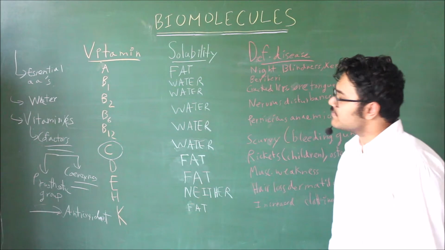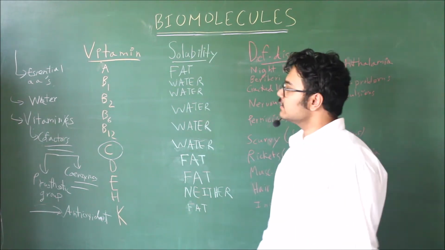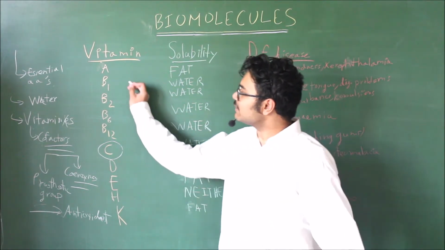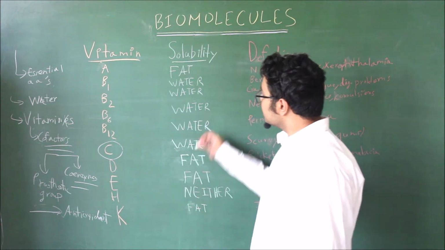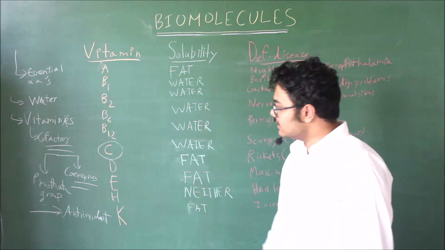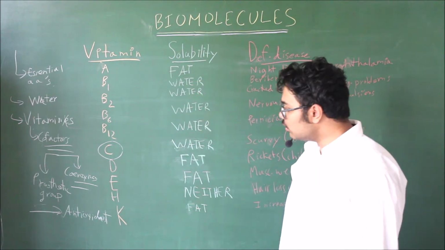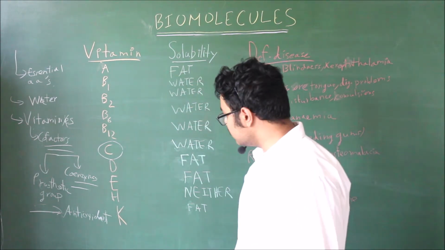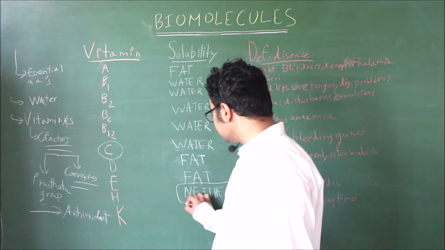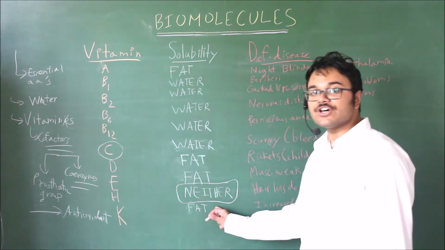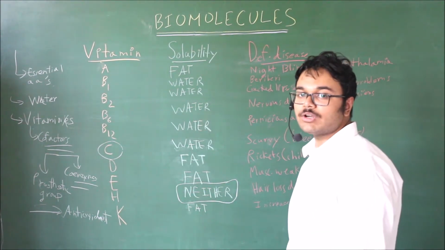So each of these vitamins is soluble in different media. The rule is basically any vitamin that has a B or vitamin C is water soluble. The other vitamins, D, E, and K, as well as A, are fat soluble. Only vitamin H is an exception over here. Vitamin H is not soluble in either. It is neither soluble in fat nor is it soluble in water.